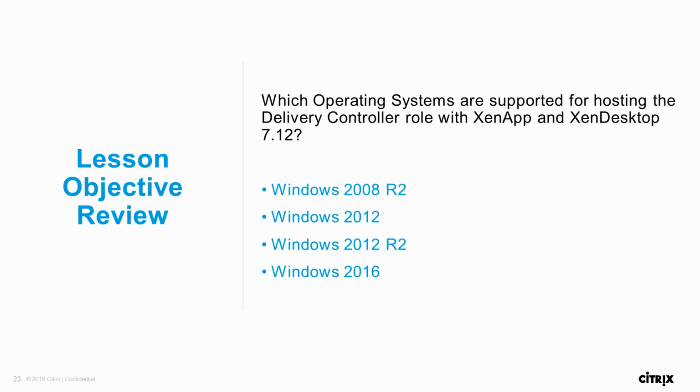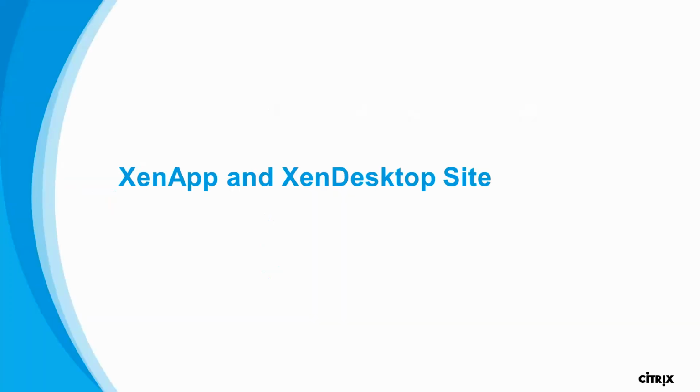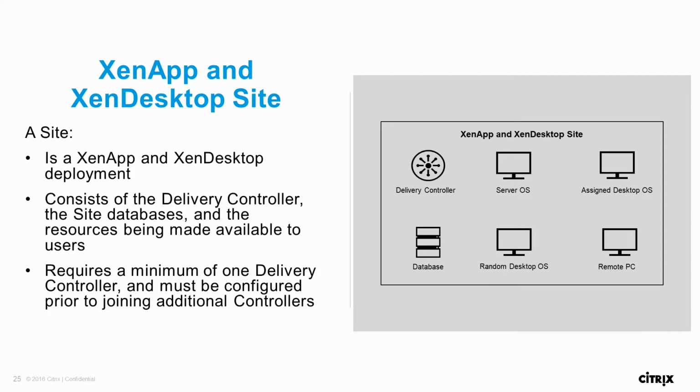You know these are the operating systems supported for XenApp and desktop services. Today we are going to configure the XenApp and desktop site. What is the meaning of site? Basically, a site is a collection that manages your XenApp and desktop deployment. If you want to deliver your applications and desktops, we do it with the site only.